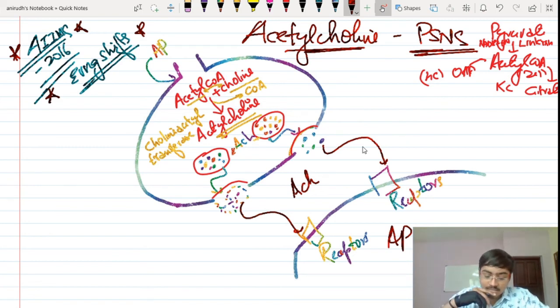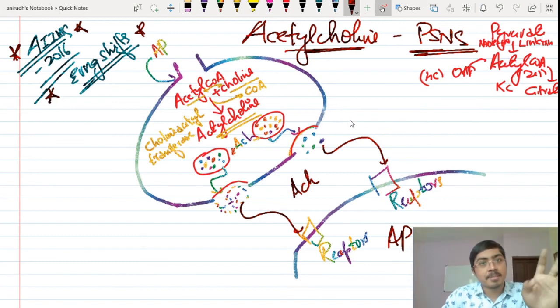That means there should be something to stop the action of acetylcholine after the action is completed. It cannot remain here for long. Otherwise, it will keep on affecting the receptors, and after some time, the receptors will be fed up. The receptors will stop working after some time, because they are continuously being affected by the acetylcholine. So, acetylcholine action should be stopped after some time.